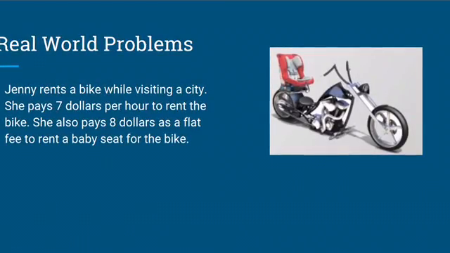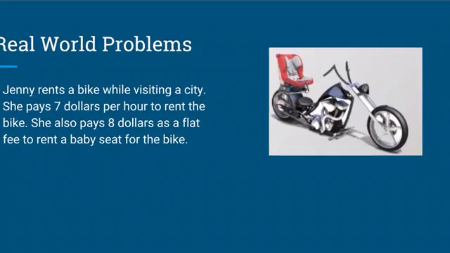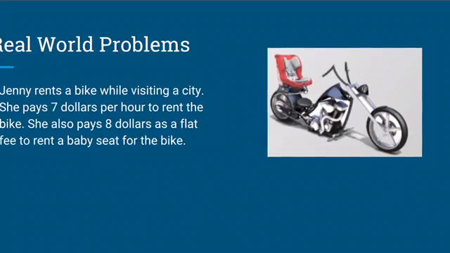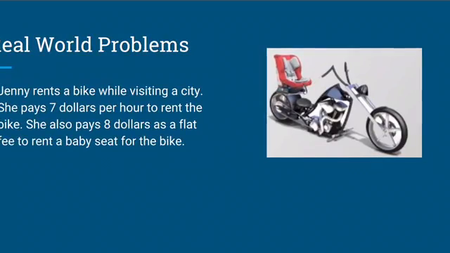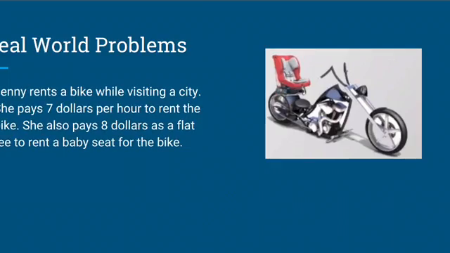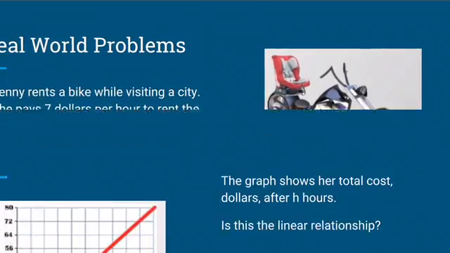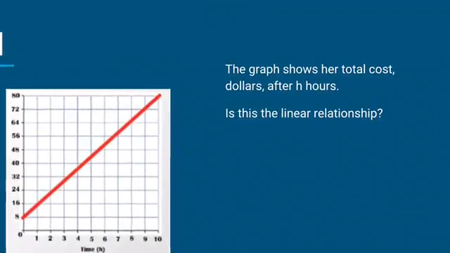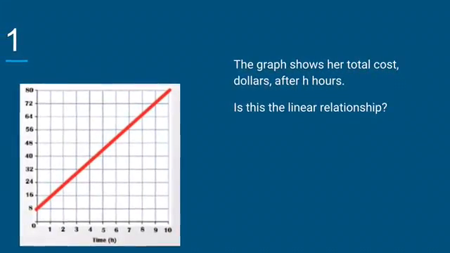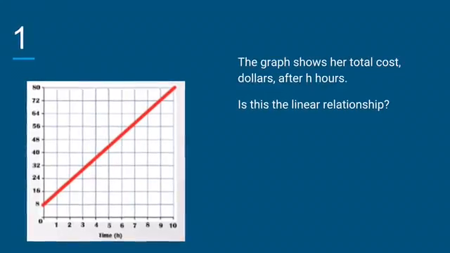Real-world problems. Jenny rents a bike while visiting a city. She pays $7 per hour to rent the bike. She also pays $8 as a flat fee to rent a baby seat for the bike. The graph shows her total cost, in dollars, after each hour. Is this a linear relationship?